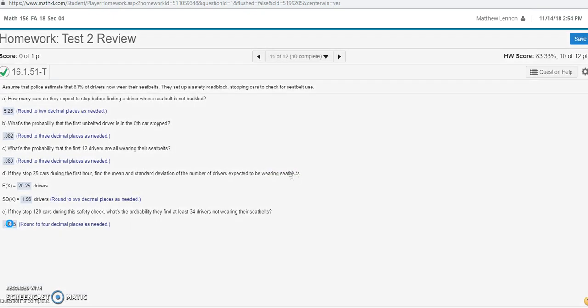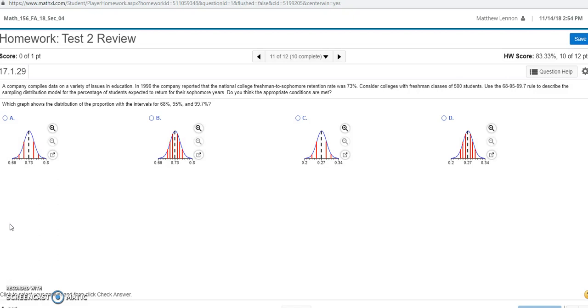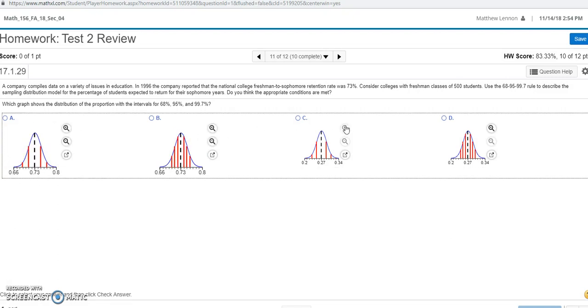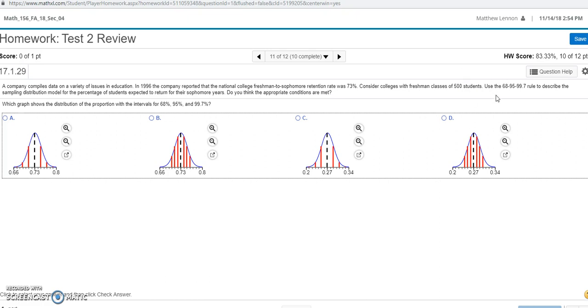All right, second to last question coming up. So again, we've got a situation here where a company reported that the retention rate of first-year students was 73%. We're considering freshman classes of 500. Use the 68, 95, 99.7 rule to describe the percentage of students.